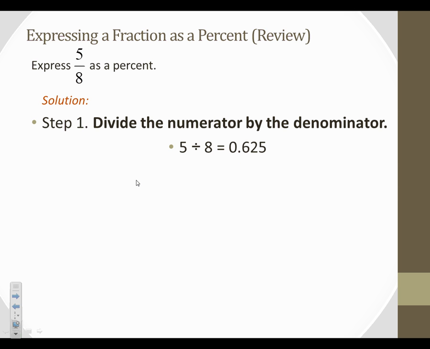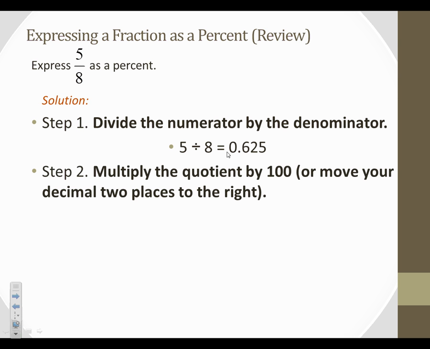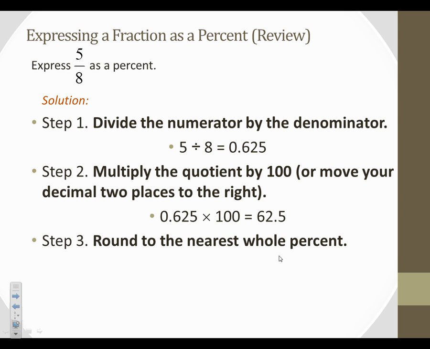Then, step 2 would be that you would multiply that number by 100, or you can remember to move it two places to the right. That would give us 62.5. And in your word problems, if this is the final answer, pay attention to the directions. Round it to the nearest whole percent, so 62.5 becomes 63%.